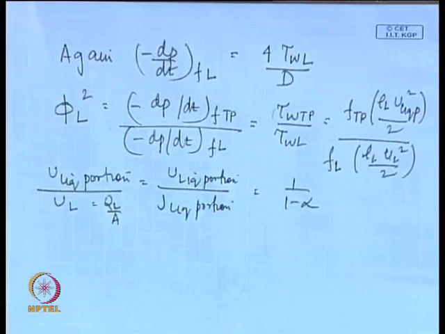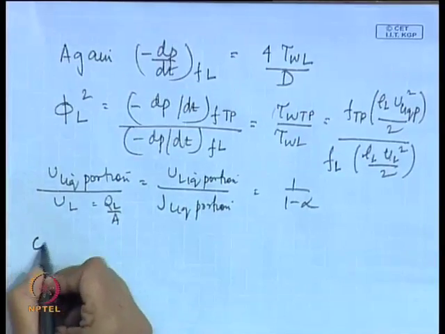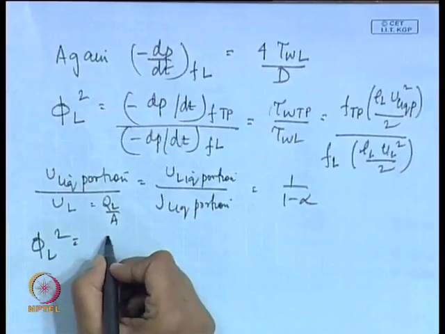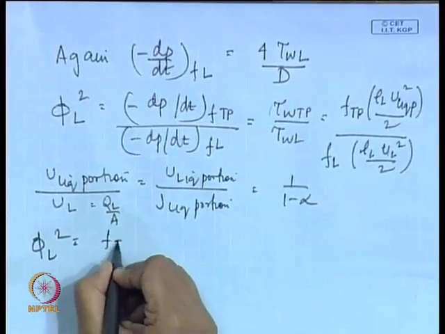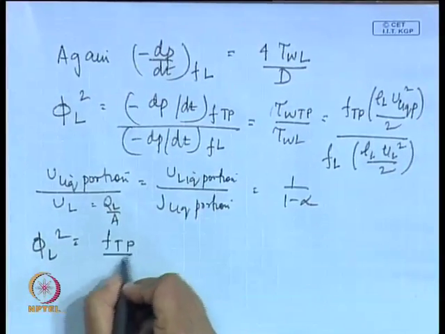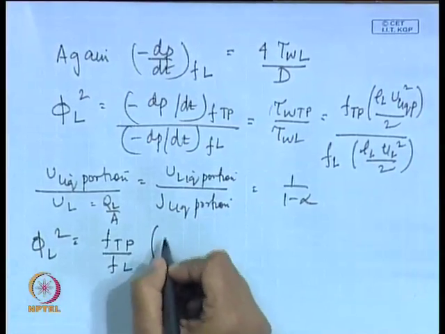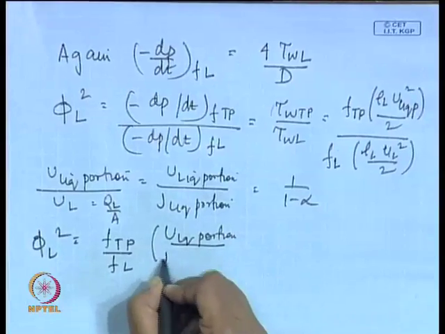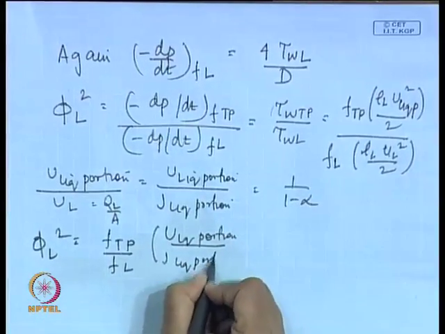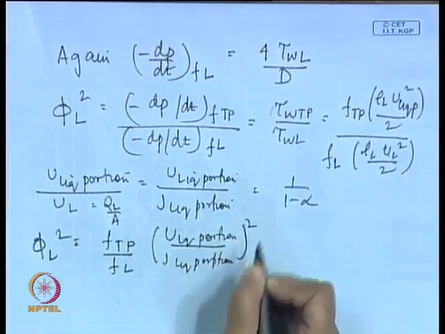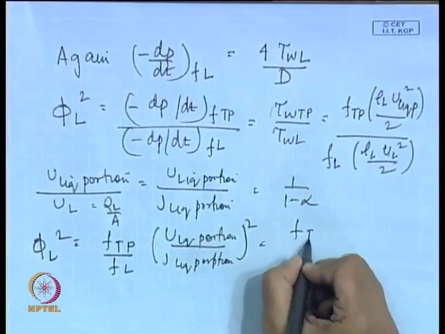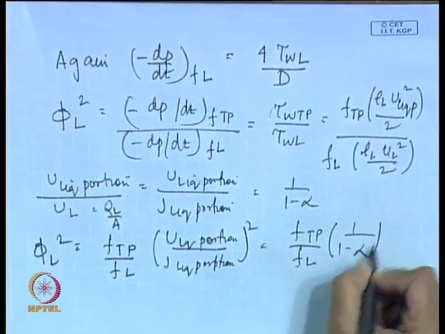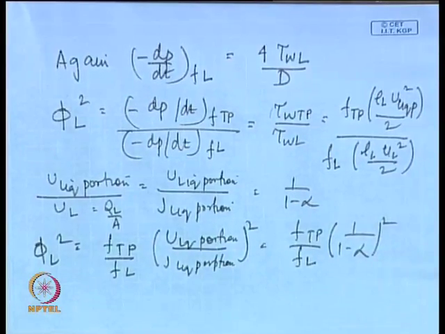You remember this? Fine. So, from here phi L square, if I substitute it here, what do I get? Phi L square is equal to FTP by FL into U liquid portion by J liquid portion whole square, or in other words this is equal to FTP by FL into 1 by 1 minus alpha whole square. Yes or no?